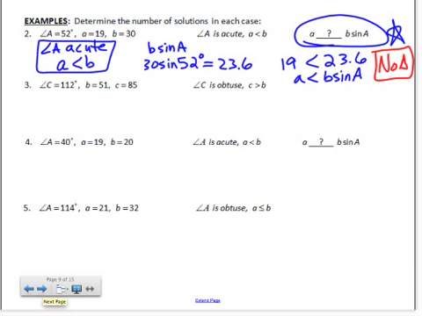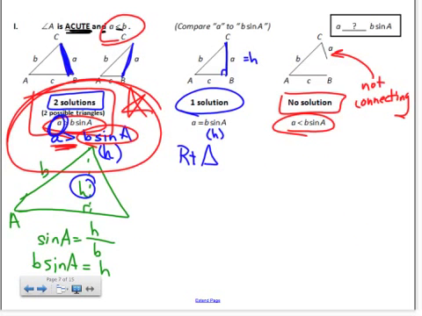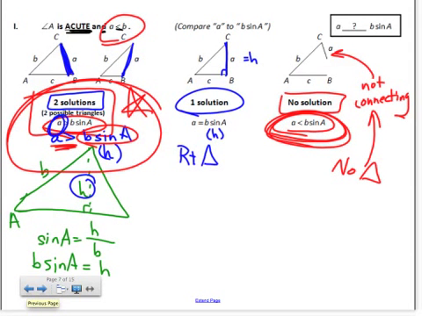Okay, again, go back to your list. This is stuff you have to know, and it's a lot of material. What we had was, we had to check B sine A, and our A was less than B sine A, so we have this kind of picture happening. We have no triangle. Okay? All right.